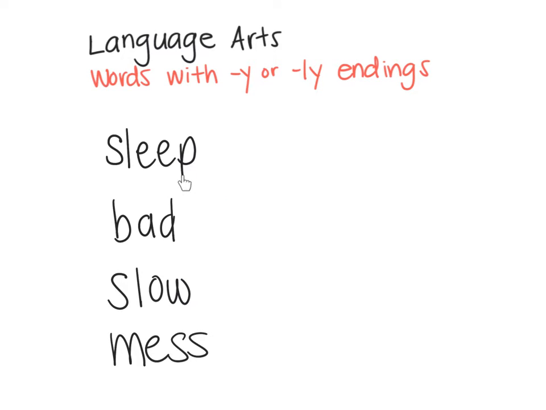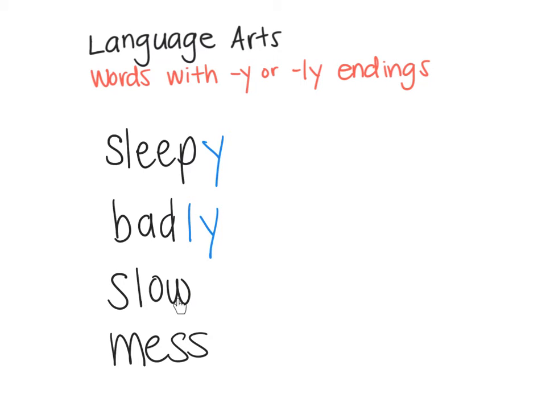So here's a couple more examples. I have these words: sleep, bad, slow, mess. I'm going to try to add either the letters y or ly to the endings of these words. What I'm going to do first is practice saying them out loud with both of them so I can hear which one sounds correct, and then I'll write it out. So my first word, sleep, I could say sleepy or sleeply. That doesn't really make sense on the last one, so I'd say sleepy with a y. Okay? Now the next one, bady or badly. Badly is the correct one, so I put ly.